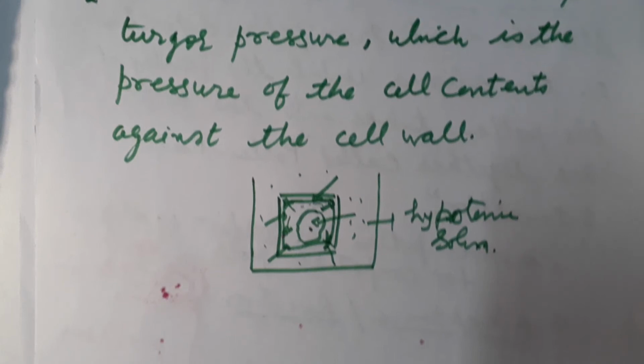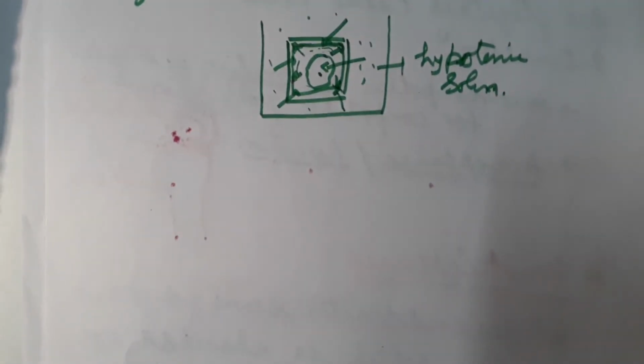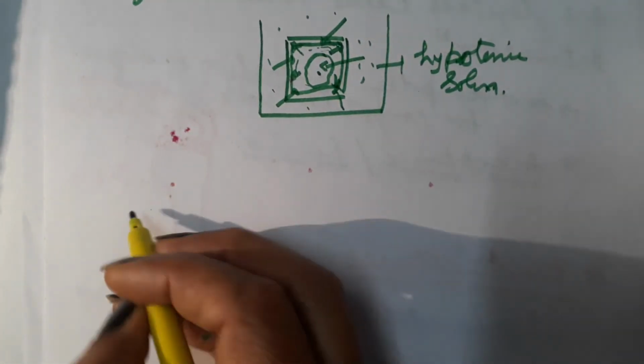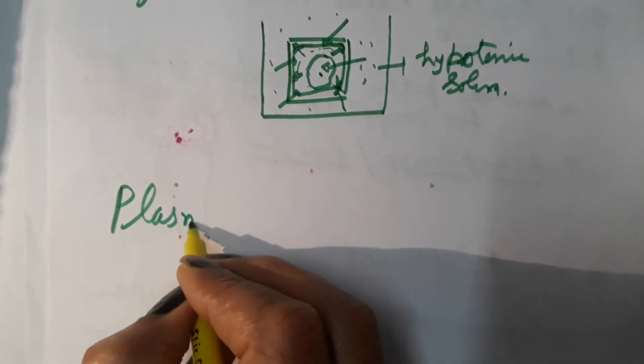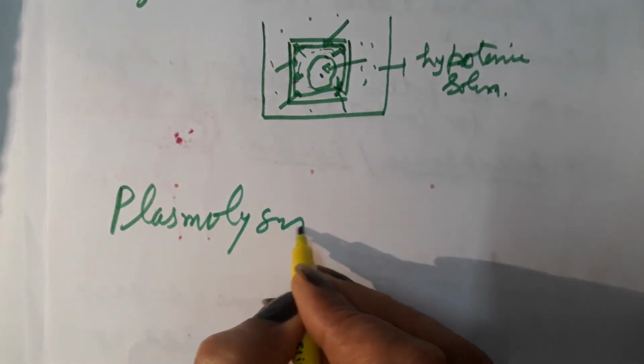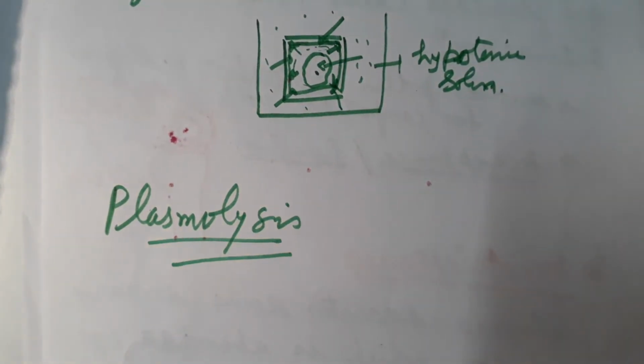Now we understand the new concept here, that is, what is plasmolysis. Plasmolysis is the shrinkage of the protoplasm. How does the shrinkage of the protoplasm take place?